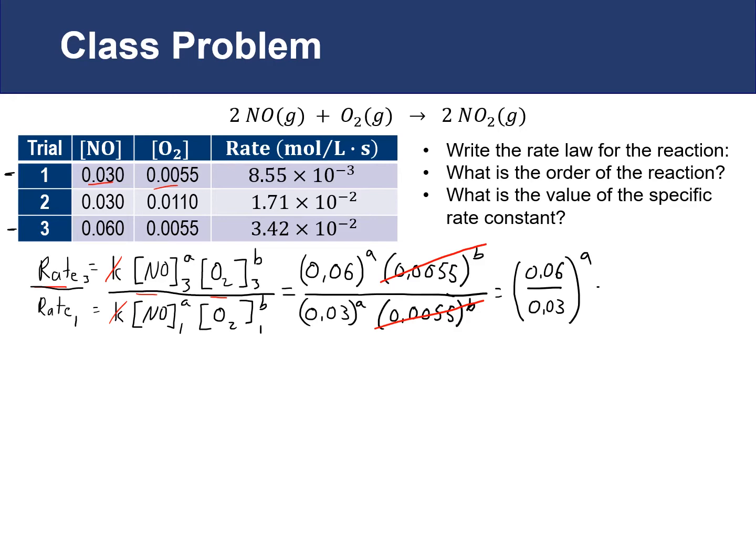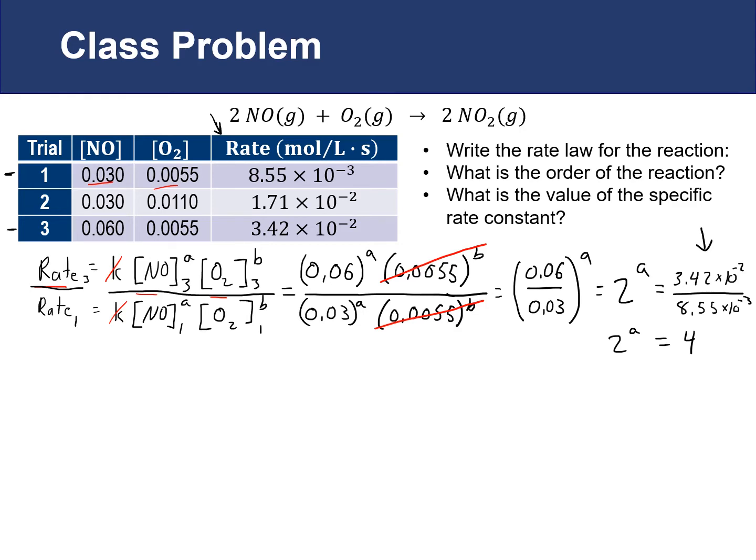0.06 over 0.03 is equal to 2, so this whole thing is 2 raised to the a power. If I plug in my values from my rightmost column, the rate values, from trial 3, this is 3.42 times 10 to the negative 2. For trial 1, it's 8.55 times 10 to the negative 3. Okay, the ratio here is equal to 4. Right? If you plug this part into your calculator, you're going to get a 4. So essentially 2 to the a is equal to 4.